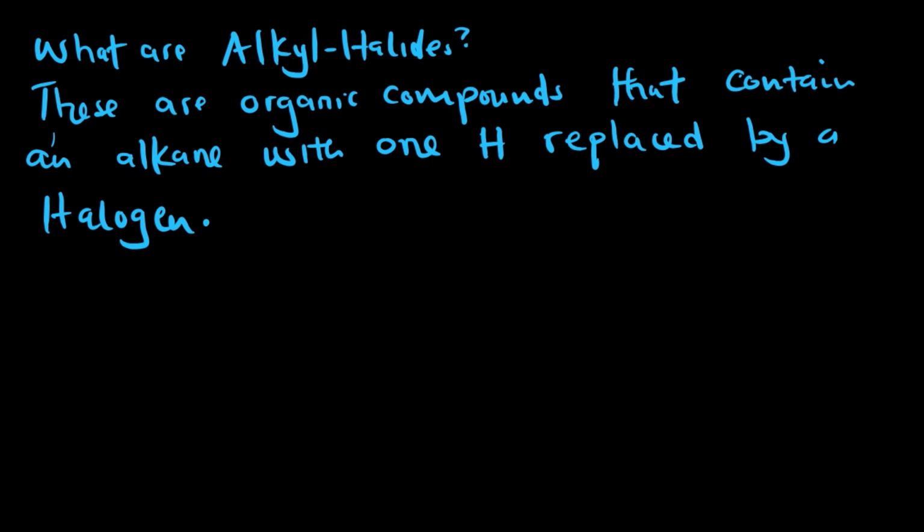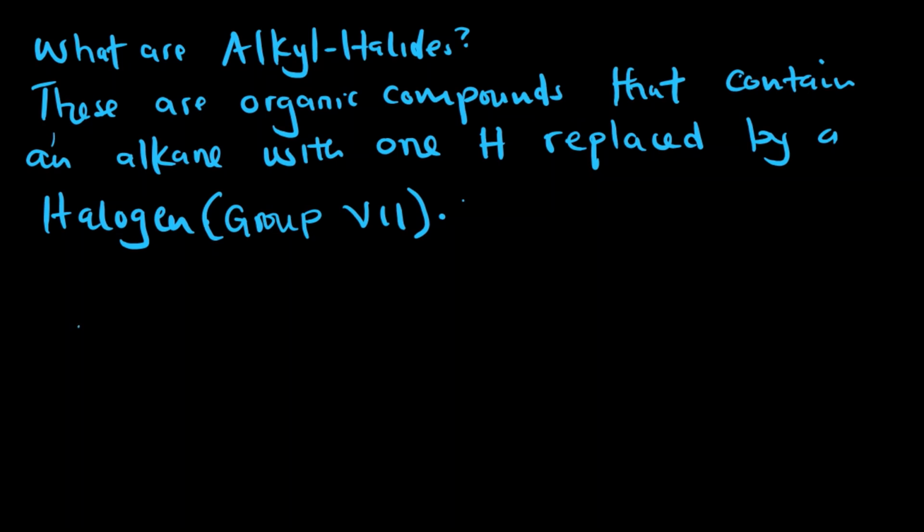A halogen is simply a group 7 element. So these are group 7 elements. Those are halogens. What you should know about halogens is that they have a very high electronegativity, meaning their ability to draw electrons to themselves is very high on the periodic table.